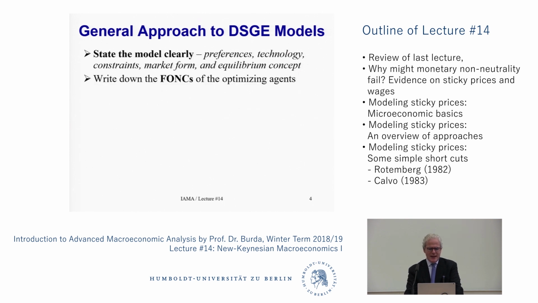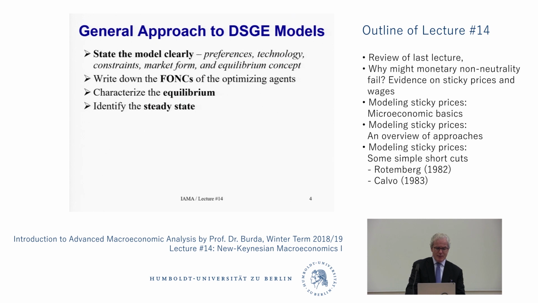Then you want to characterize agents' behavior using the first order necessary conditions. Then you want to characterize an equilibrium. We know what an equilibrium is from microeconomics. It's a situation where no agent has an incentive to change her behavior given what the other agents are doing. Then we want to look at the steady state of this model, and then we want to approximate the model around that steady state. And the technique we're going to use is a first order approximation, so it's linear.